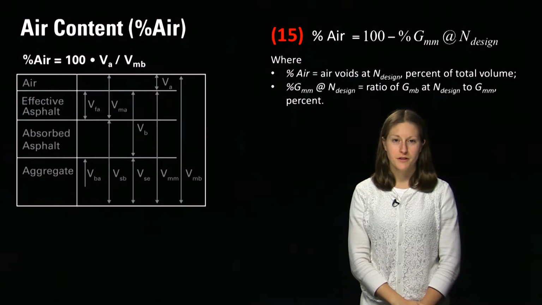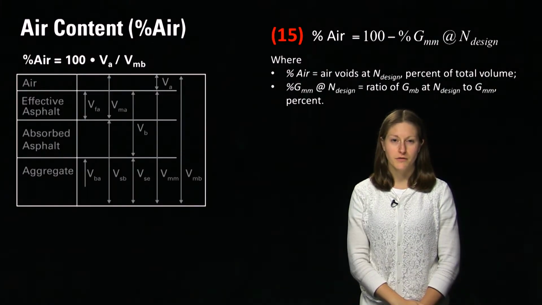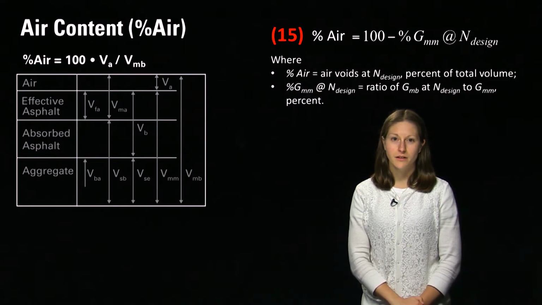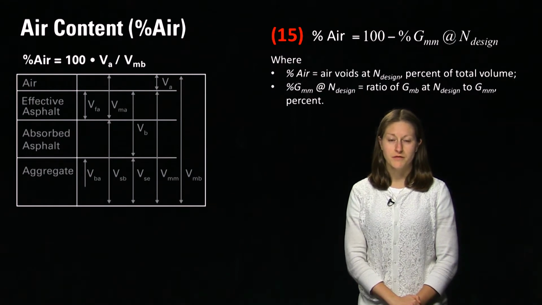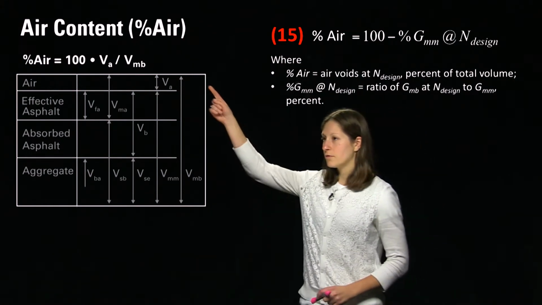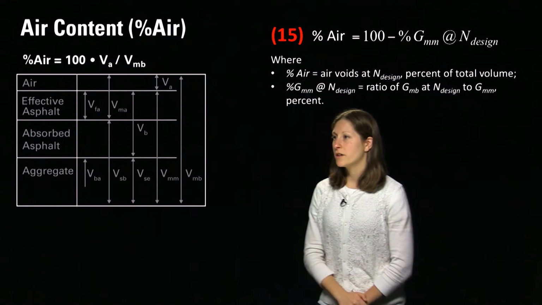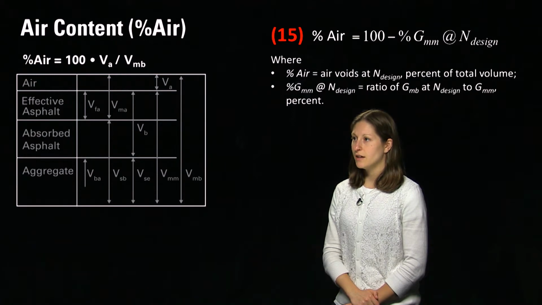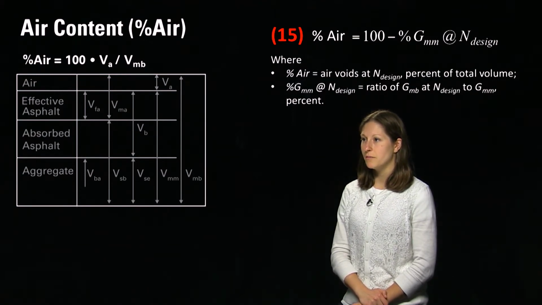The first volumetric property that we will calculate is air void content. We will use our results in equation 15 to calculate the air void content. Before we do, I'd like to show you where equation 15 came from. Recall from the lecture our air void content definition shown above the phase diagram. It's 100% times the ratio between our air void volume and our bulk mixture volume, VMB.